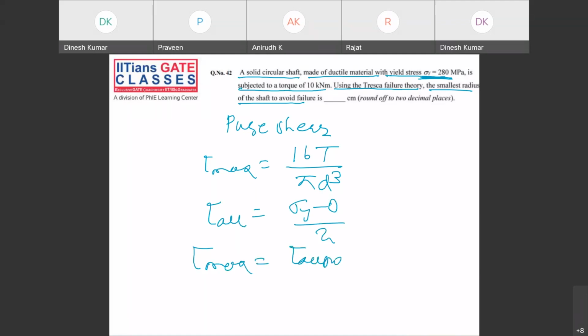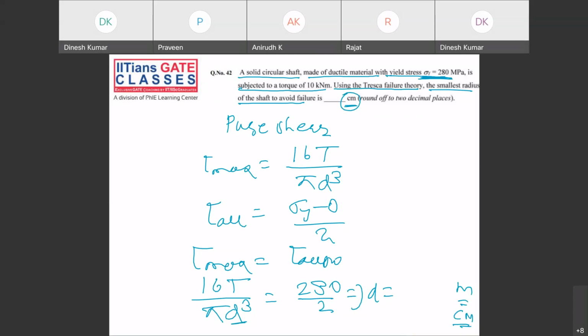Okay. So it is 16 T upon pi d cube, and it is 280 by 2. So from here we can find the unknown diameter d. So guys, find d from here, and the answer is asked in centimeter. This is very important, guys. If you see the given units, it is given in meter. So first I will find d in meter and then convert it to centimeter. Guys, do this calculation quickly.